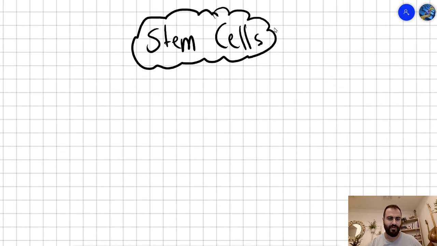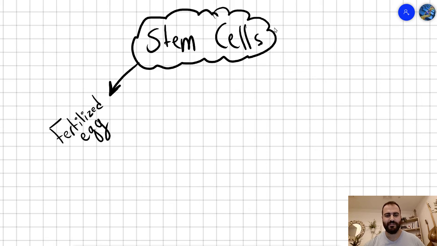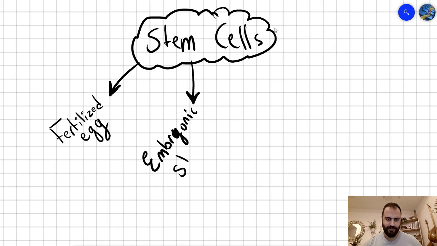So we have the first stem cell in a human life or in a living organism life, multicellular living organism, which is the fertilized egg. This is the first and the most important stem cell. The other type of stem cell, we call them embryonic stem cells.